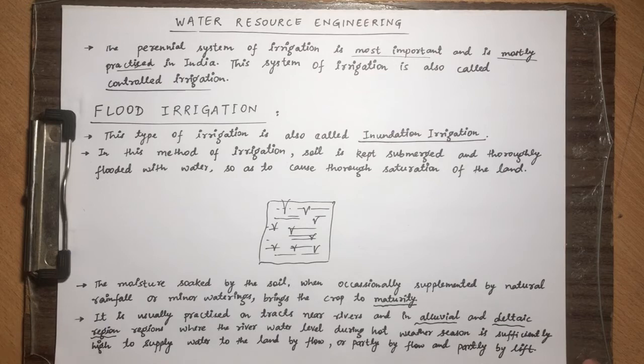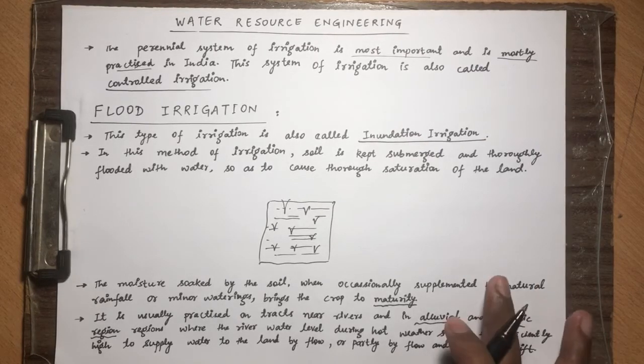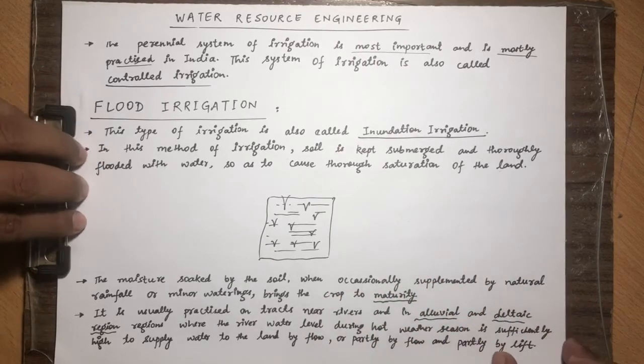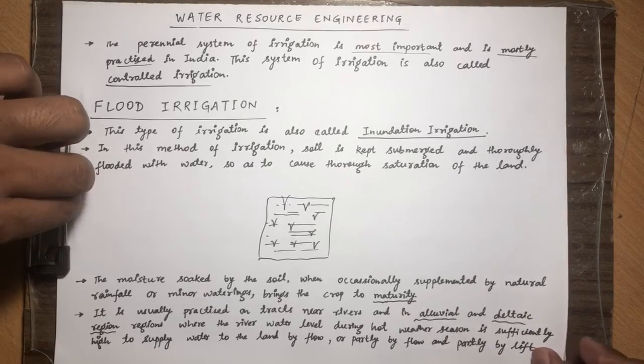So where are we going to practice this? We are going to practice this in a region where water is available sufficiently, so that at every stage we have an ample amount of water. It is just like the flood phenomenon you have seen. In a flood, the water comes out of the banks of the river in huge amounts. Similar to that, we are flooding our fields in this irrigation system.